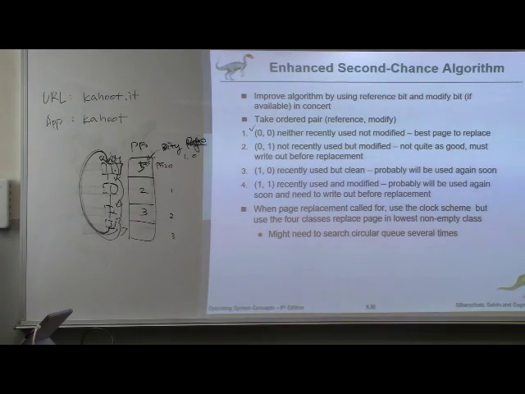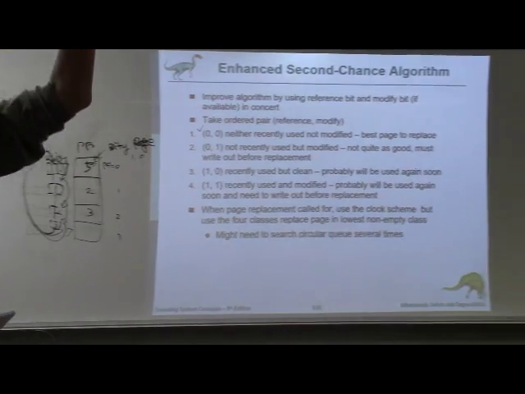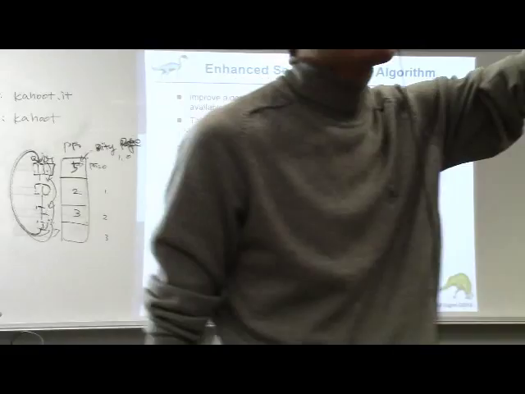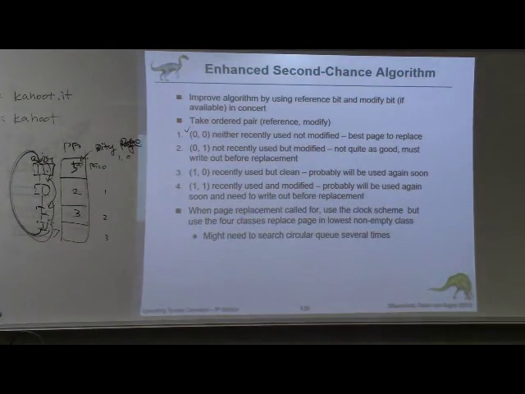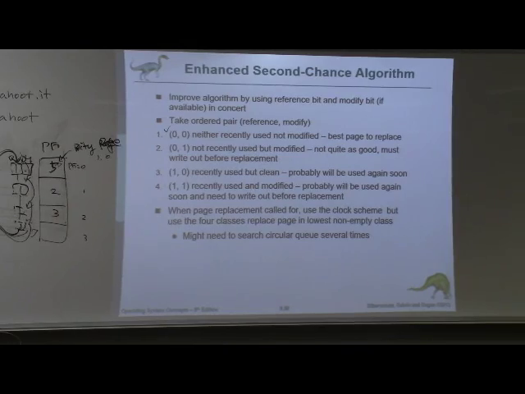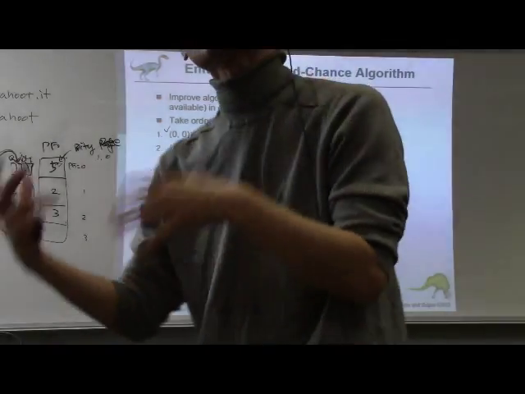Okay. So we have learned about FIFO and optimal and the LRU. For the LRU algorithm, we use the counter and also the stack, and also the approximation algorithm, and also second chance, enhanced second chance.